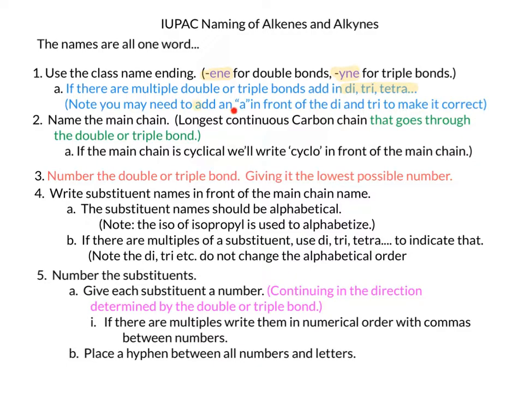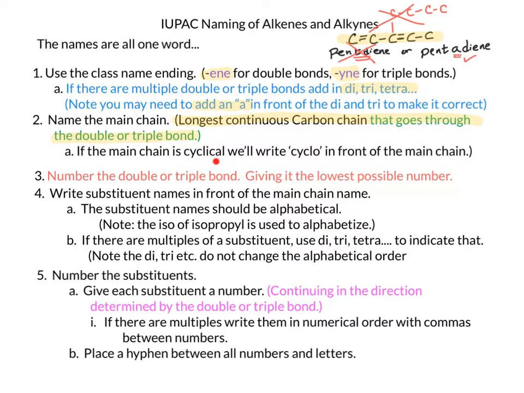Sometimes you will have to add an A in front of it. For example, if I had a 5-carbon long chain with 2 double bonds, it would be pentadiene, not pentdiene. Very hard to say when the T and the D are next to each other, so we add an A in. Next, we find the main chain. This will be the longest continuous carbon chain, but it must go through the double or triple bond. That means it must go through both carbons of the double or triple bond.